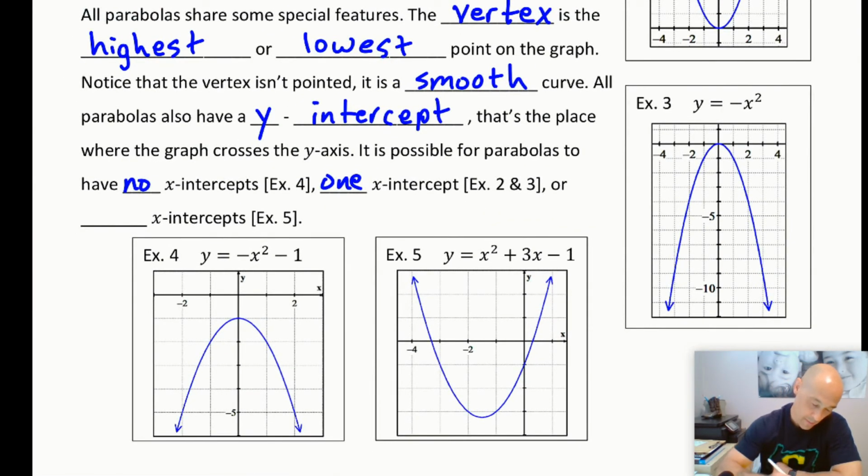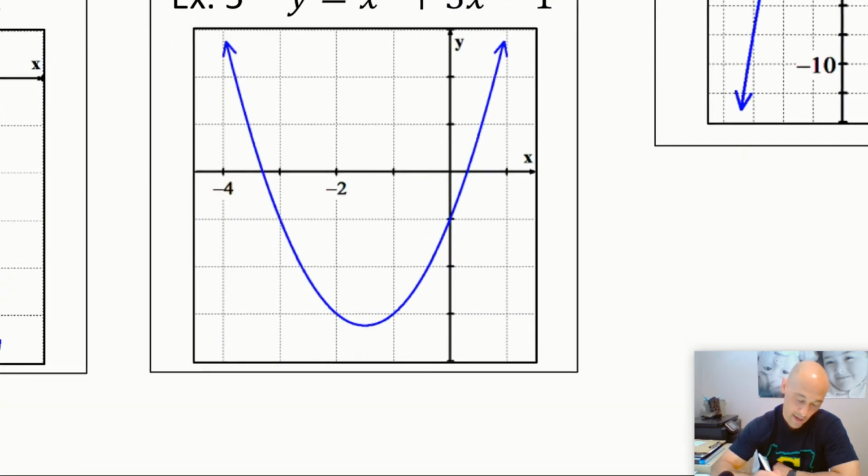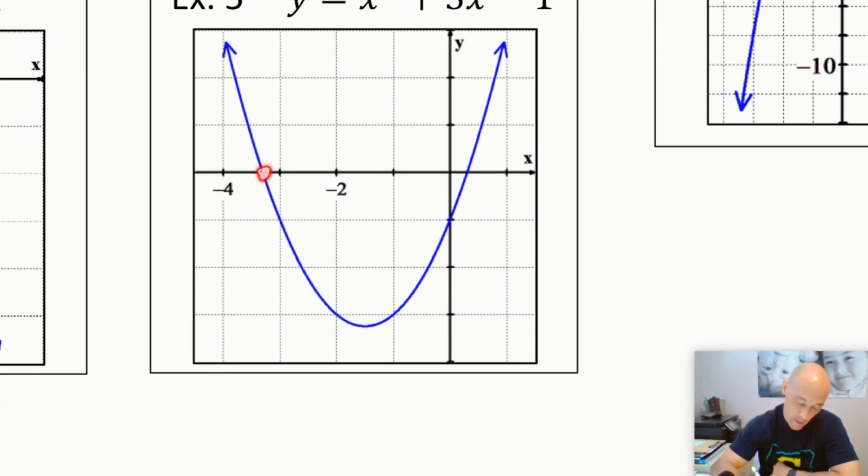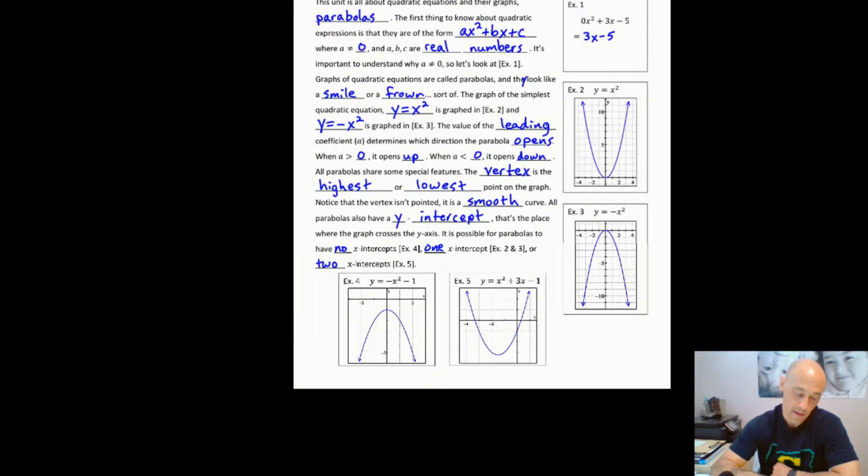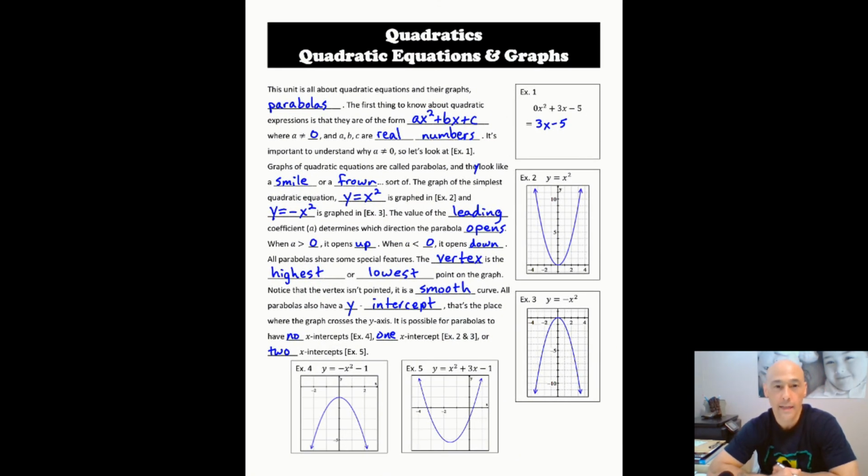And the last possibility is that a parabola has two x-intercepts. And that's example 5. Example 5 has 1, 2 x-intercepts. That's what you need to know about quadratic equations and graphs for this video.